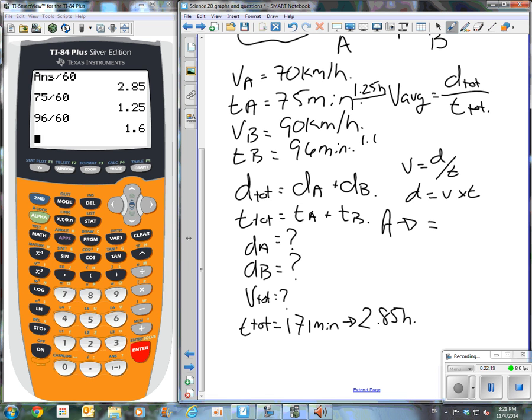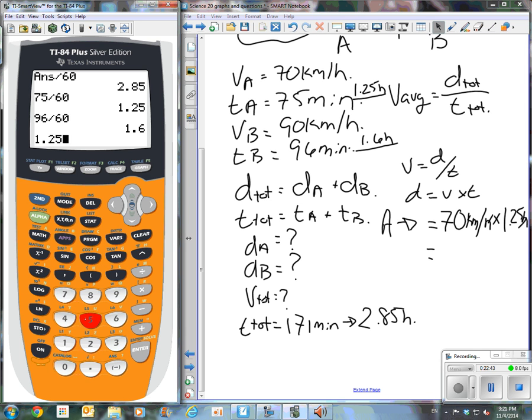So my velocity for my first part is 70 kilometers per hour. Now, this is why I had to change my time, because this is per hour. So now I'm going to multiply that by 1.25 hours, and I'm going to get an answer in kilometers. So 1.25 times my 70 is going to give me 87.5 kilometers.